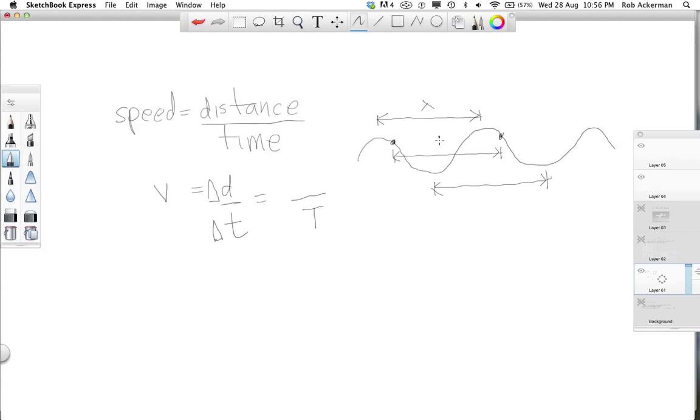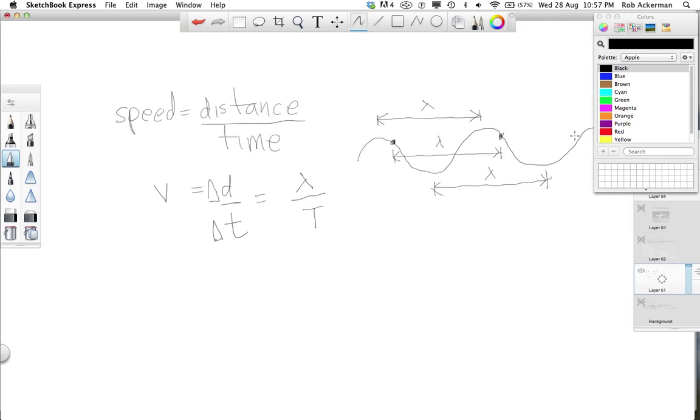If you guessed lambda, the wavelength, you are correct. So delta d, the distance traveled in one cycle, is lambda. Lambda over delta t, that's it. We just found the formula for calculating the speed of a wave. You just take its wavelength in meters, divide by the period in seconds, and you're done. So I'll write that over here as one neat formula, and I'll circle that one in red, put a box around it.